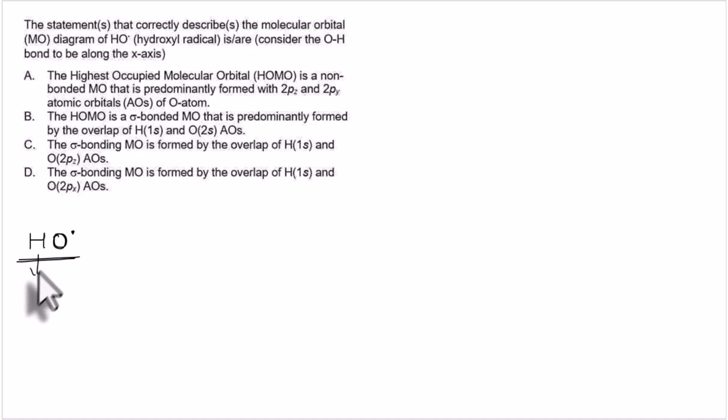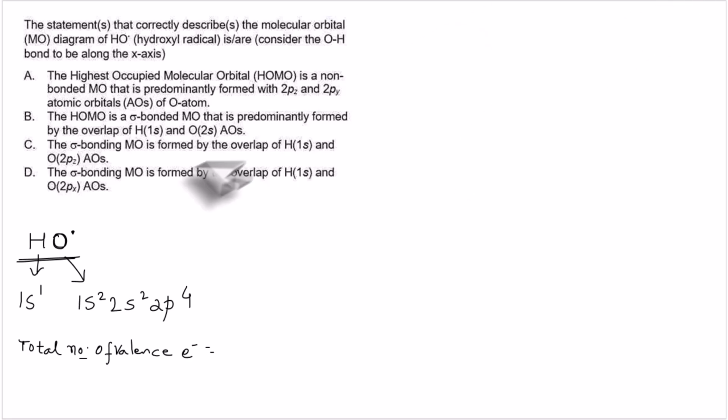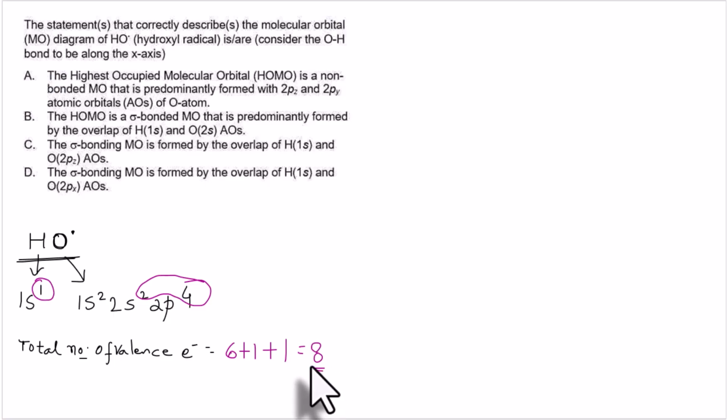And what is the valence electronic configuration? 1s1 for hydrogen, and for oxygen we have 1s2, 2s2, 2p4. And the total number of valence electrons: we have to add up these six from oxygen and this one from hydrogen. So 6 plus 1 is 7, and 1 additional electron of the radical, so we have a total of 8 valence electrons for HO radical. Now we have to accommodate these electrons in the molecular orbitals that will be formed by the overlap of atomic orbitals.